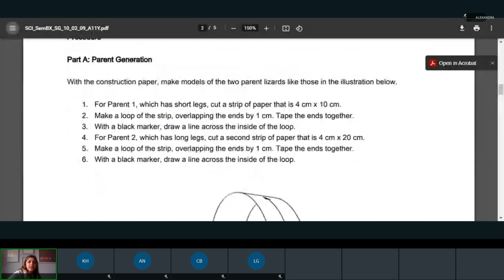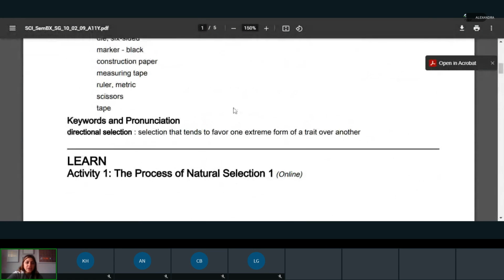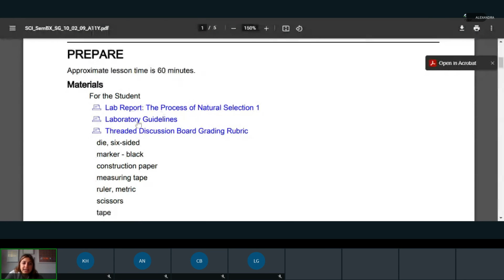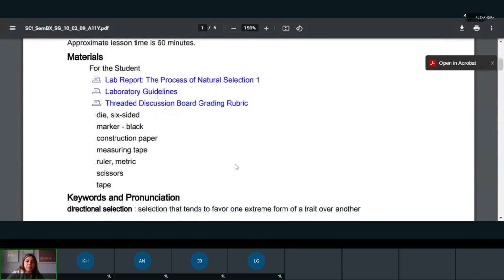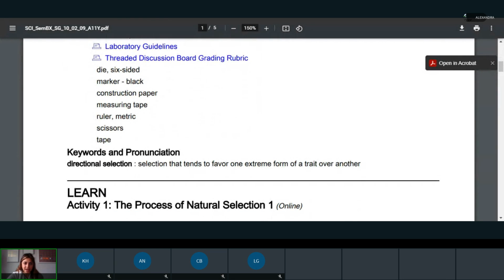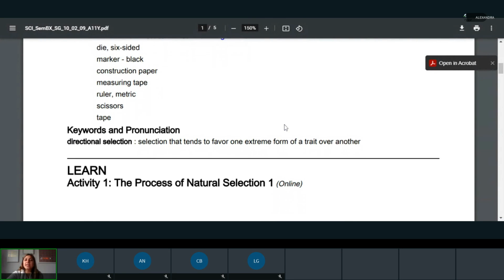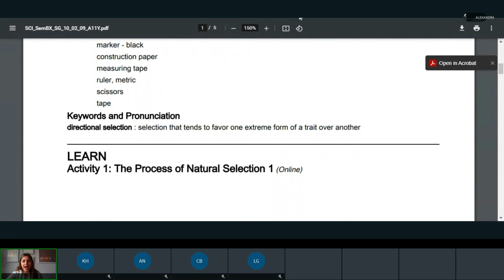So when we're taking a look at this lab sheet, they tell you there's also a link that's going to take you to the lab report. So remember, you are not going to be turning in the direct lab report for this, but you are going to be participating in a class discussion. The key word that we're going to be talking about is something called directional selection. So this is a type of natural selection. We're getting into evolution. So we're learning about how species have changed and evolved over many generations.